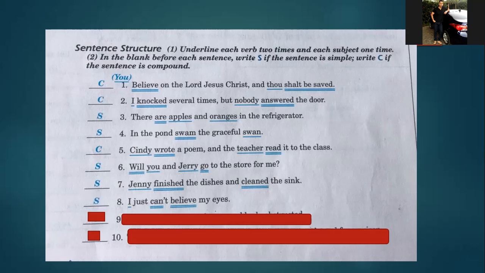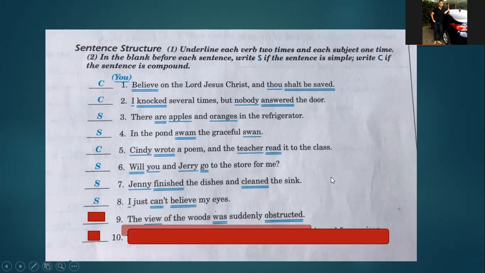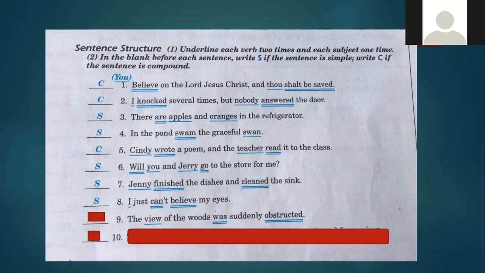Number nine. The view of the woods was suddenly obstructed. View is the subject, obstructed is the verb. Yes, the view is the subject, and was the verb. We have two verbs here, was and obstructed. So it's simple. It's simple, yes, correct.